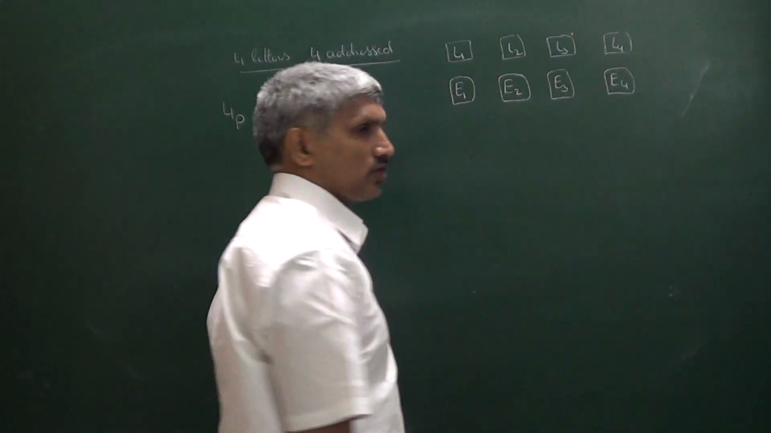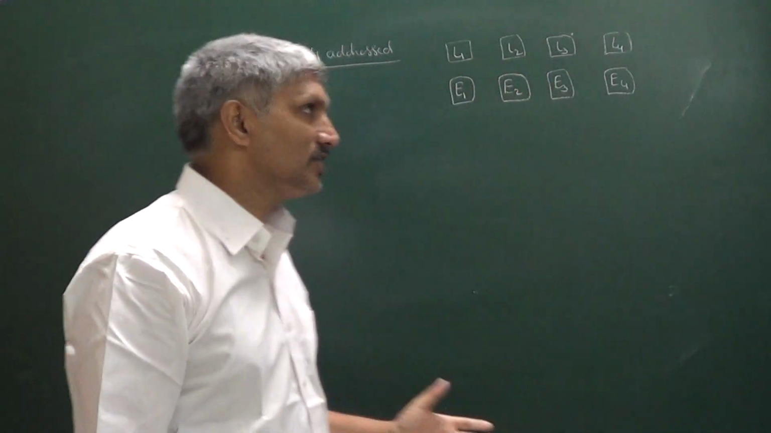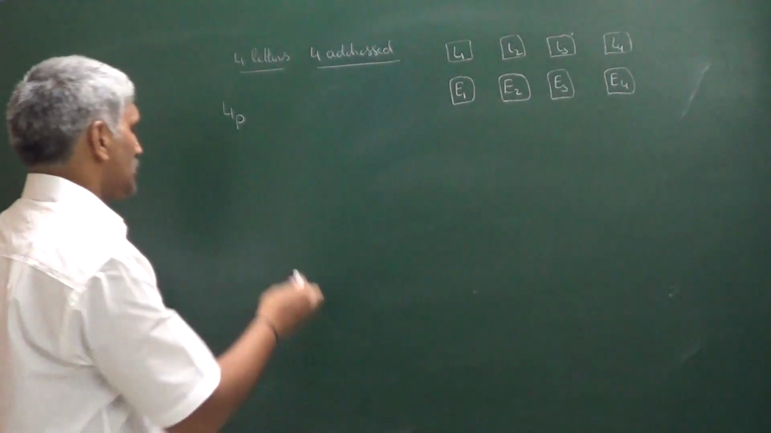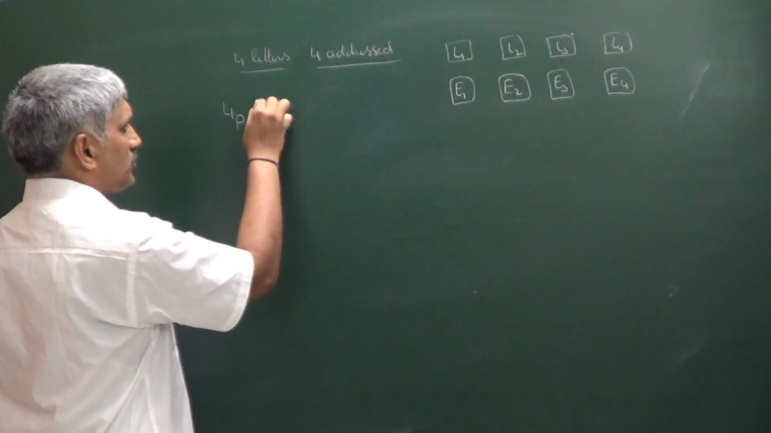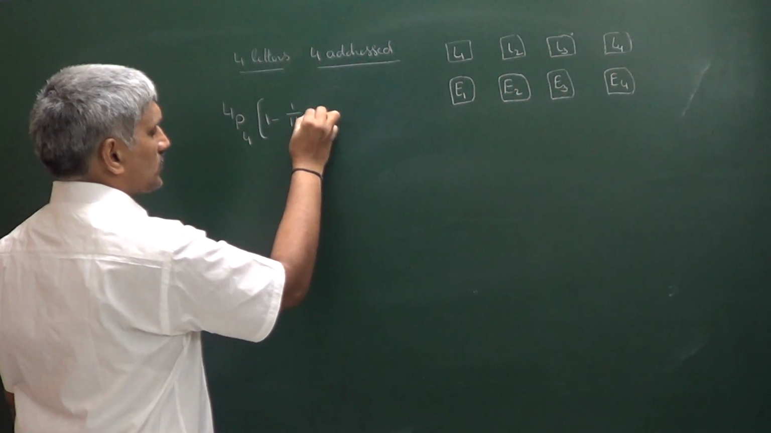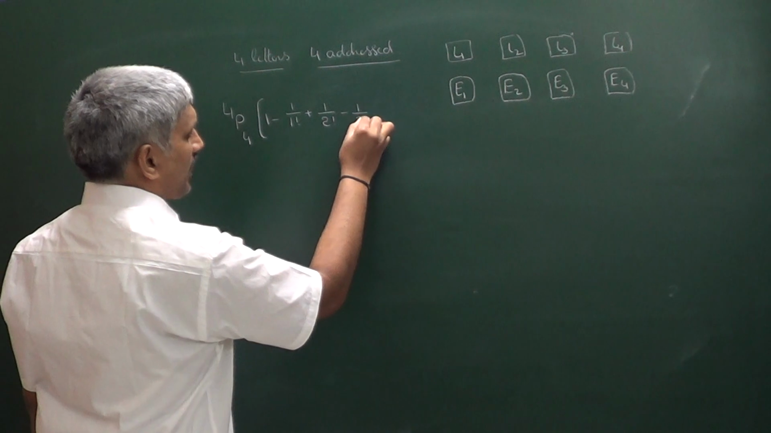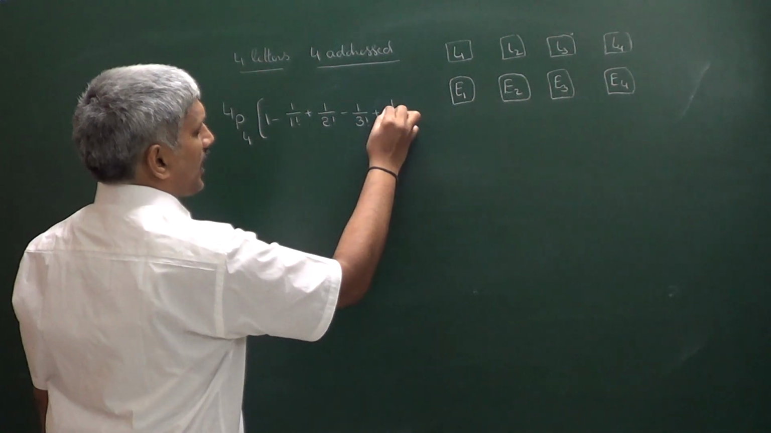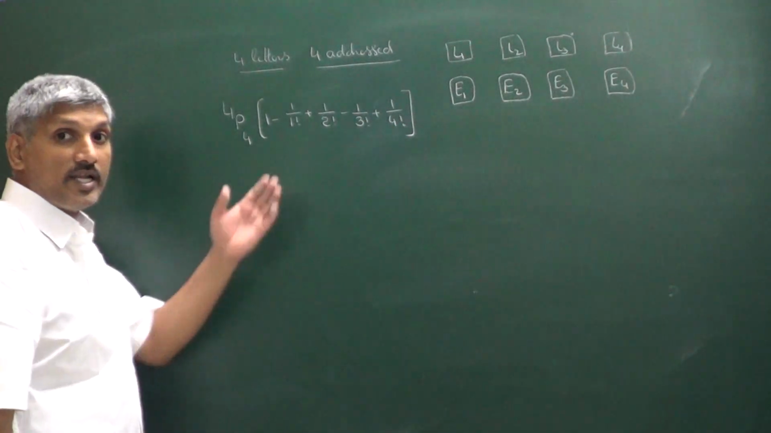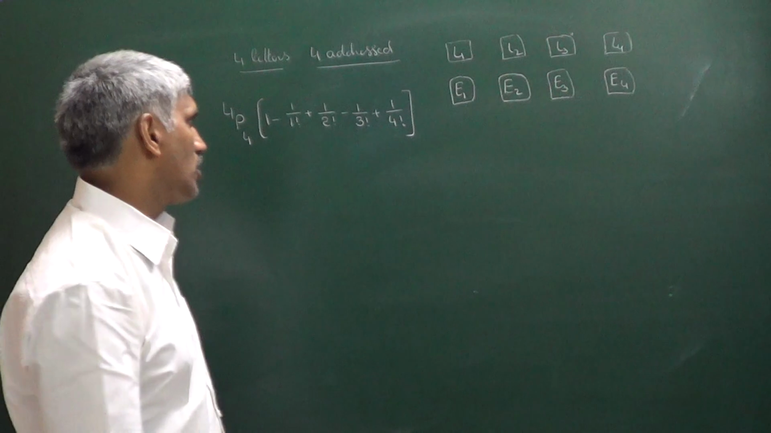What is it saying in the question? All the letters have to go to the wrong address. So that means all the letters are deranged. So that is nothing but 4 into 1 minus 1 by 1 factorial plus 1 by 2 factorial minus 1 by 3 factorial plus 1 by 4 factorial. So that is the answer for the number of derangements. All 4 letters will go to the wrong address.